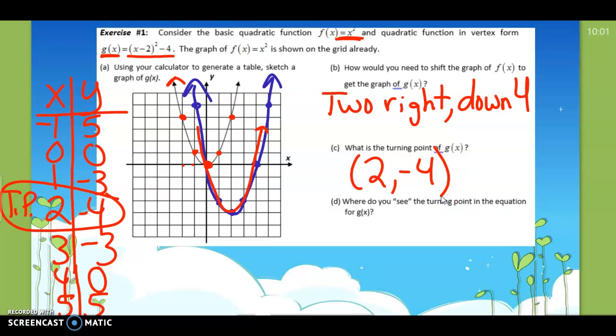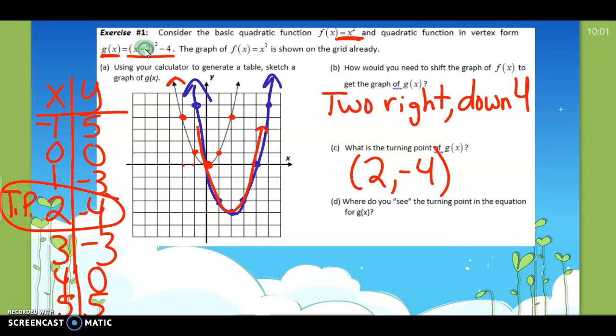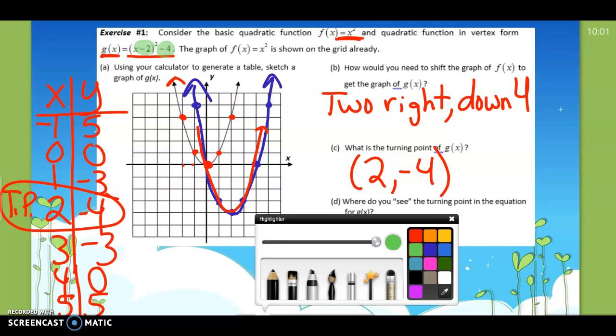Now, where can I see that turning point in the equation? Well, let's see if I can get my highlighter tool out here and see that it's got a 2 and a -4. So that's pretty cool that it's actually got it right in the vertex or turning point form, right? So let's go ahead and write that.